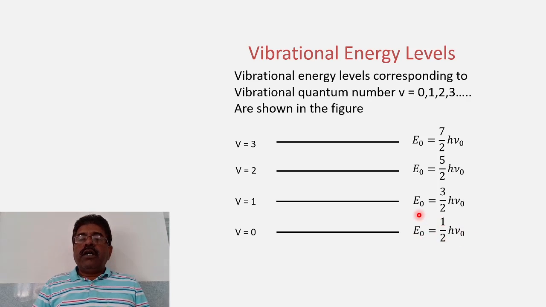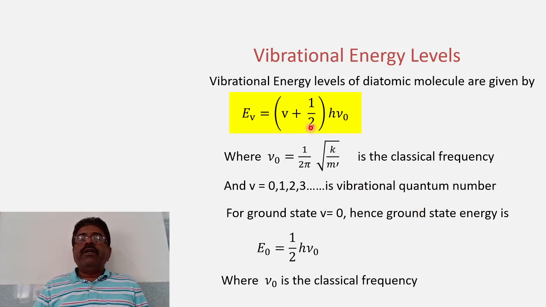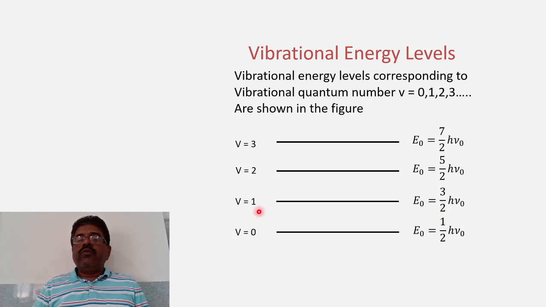If you substitute v equal to 1 in this equation, 1 plus 1 half is 3 by 2 h nu 0. So for v equal to 1, the energy is 3 by 2 h nu 0. Similarly, substitute v equal to 2: 2 plus half is 5 by 2, so the energy is 5 by 2 h nu 0. Sorry, you should represent these as E1, E2, E3, not E0 everywhere, so you should correct this. So these are E0, E1, E2, E3 and so on.